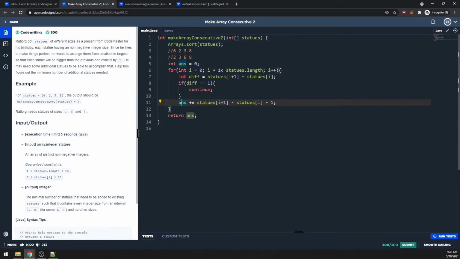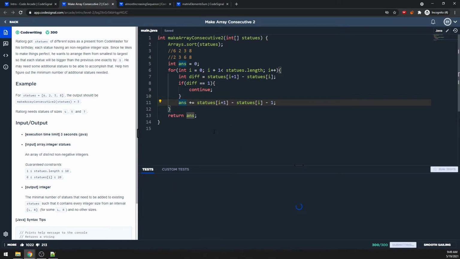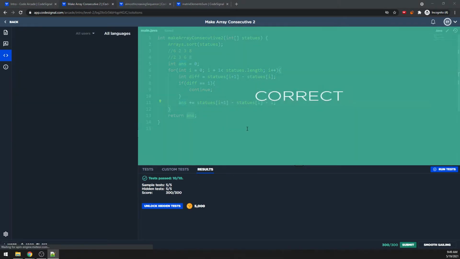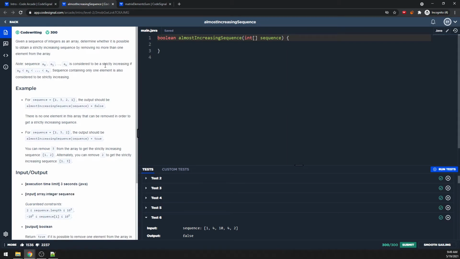But when we go on the next one, 8 minus 6 is 2. So difference is not 1. So 2 minus 1 is 1. So 2 plus 1 is 3. So idea isn't bad. And let me see if I have error or not. Okay, I don't. And yeah, correct. Now go on the next one, almost increasing sequence.